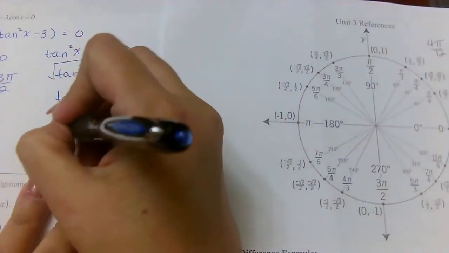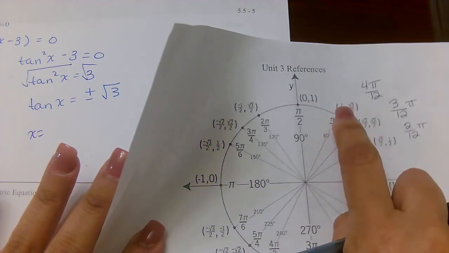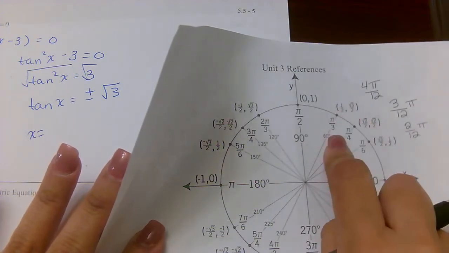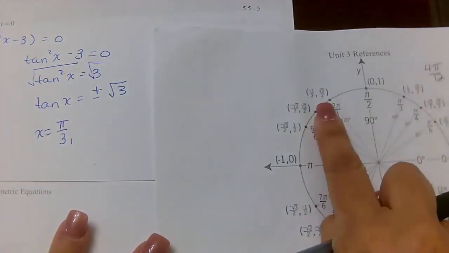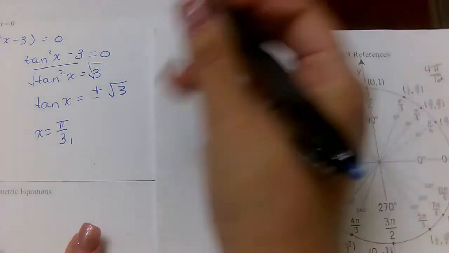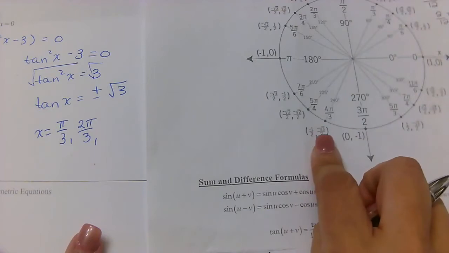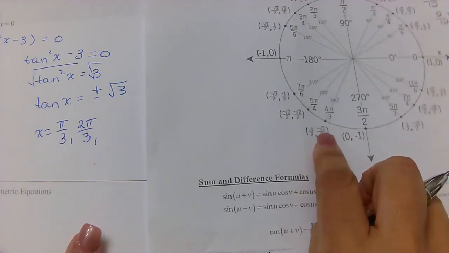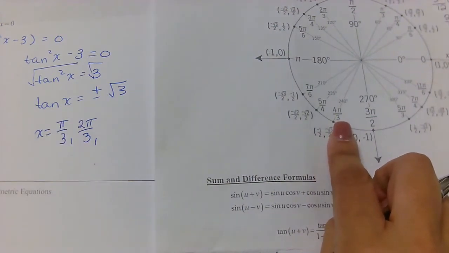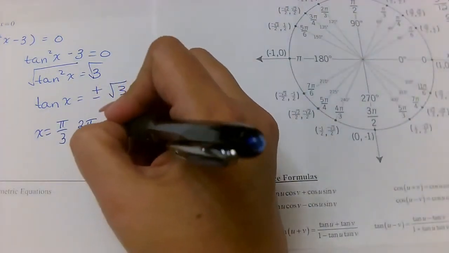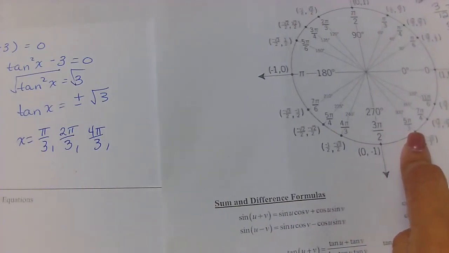I'm going to go ahead and say x here is equal to, and remember your tangent is going to be your y over x, so the square root of 3 over 1, or in other words, pi over 3. So pi over 3 is our first, and then we're going to have 2 pi over 3. Okay, over here you have a negative square root of 3 divided by a -1, which is positive square root of 3. So we're going to have 4 pi over 3. Negative square root of 3 over 1 at 5 pi over 3.